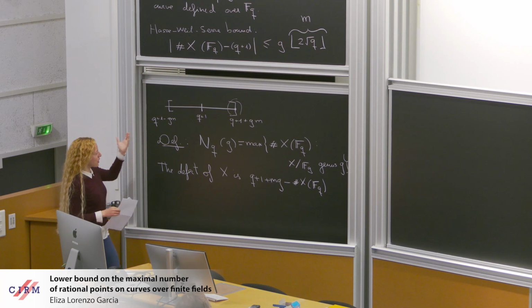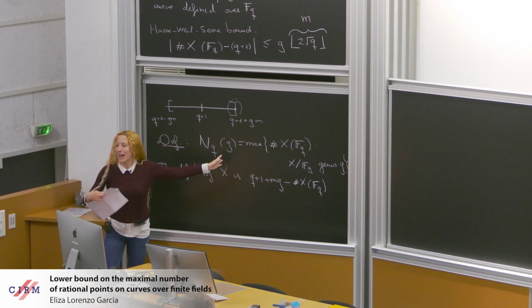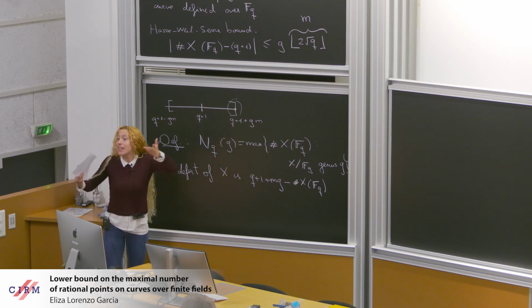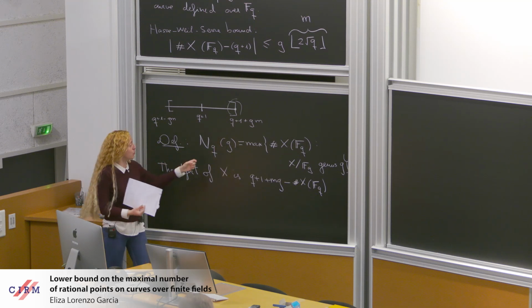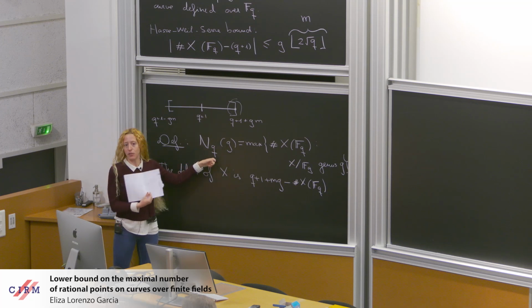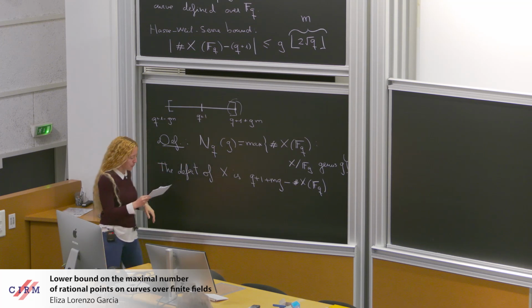Okay, so now if I introduced this number, it's because I'm interested in this number, right? I want to know what is the maximal number of points that I can get for a curve of given genus defined over a finite field of given cardinality.